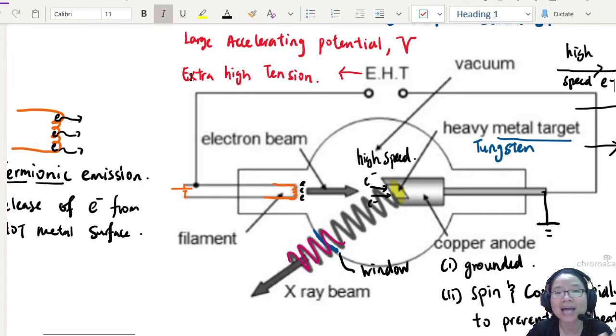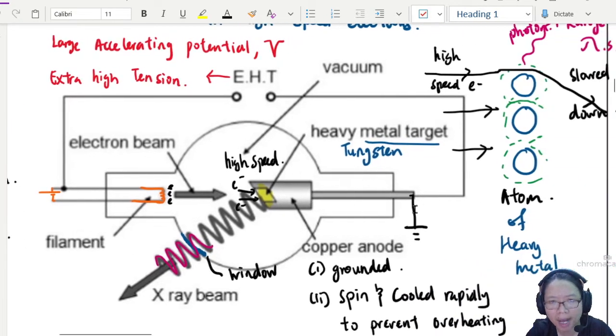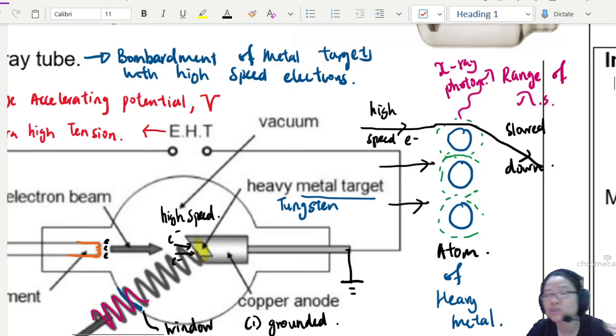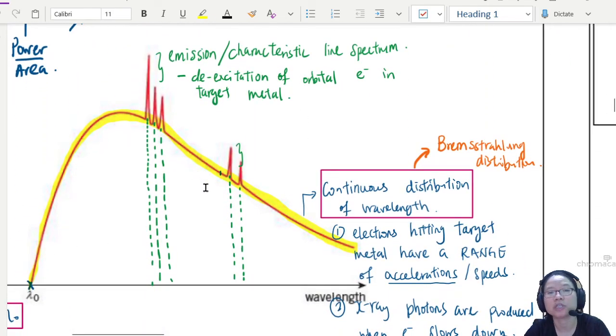Step 2, I will accelerate the electron using extra high tension or extra high voltage. So the electrons will collide with the tungsten metal at high speed. That high speed collision we like to call bombardment. Be a bit aggressive. We bombard the target metal such as tungsten with high speed electrons. During this bombardment, two things will happen. Number one, the electron could come close to the atom and get slowed down. In the process of being slowed down, it will release X-ray photons of a range of frequency and a range of wavelength. So this is how we got the continuous spectrum.